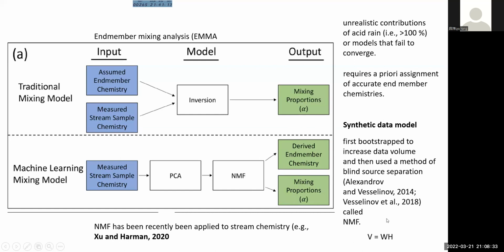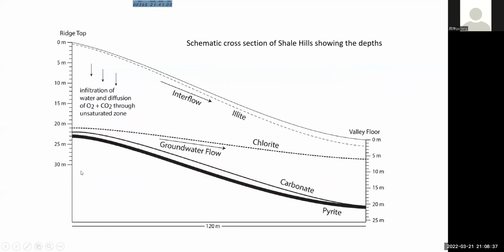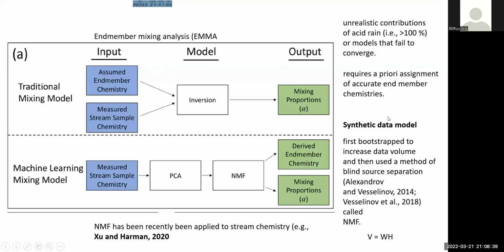In this particular paper, what they have done is build a synthetic data model based on the equation V equals WH. V is the measured stream sample chemistry, and W and H are the two factors that have been used. NMF is a common blind source separation model, a very common model that has been applied in various other cases.